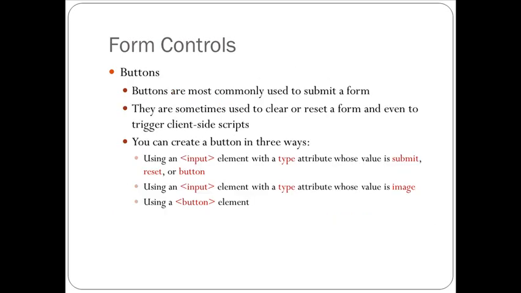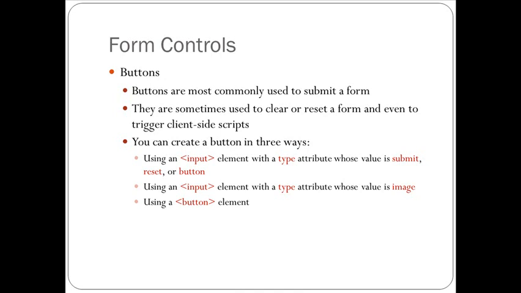And then there are buttons. There are several types of buttons that you can add. Buttons are the most common way of submitting a form. They are sometimes used to clear or reset the form, or even to trigger client-side scripts that you want to run. There are 3 ways that you can create a button. 2 of them require the input. You use the input element and set the type attribute to either submit, reset, or button.